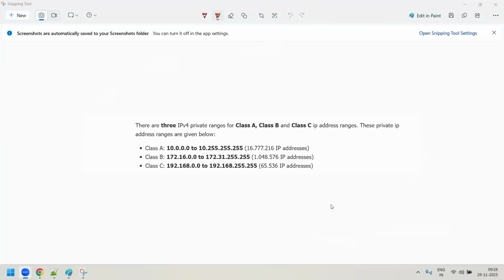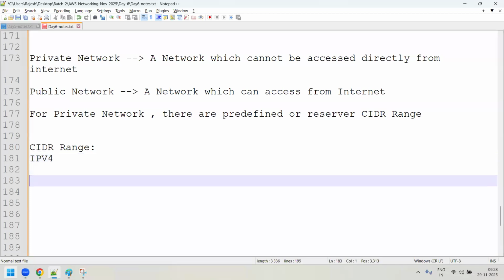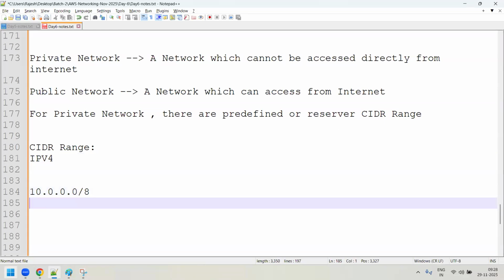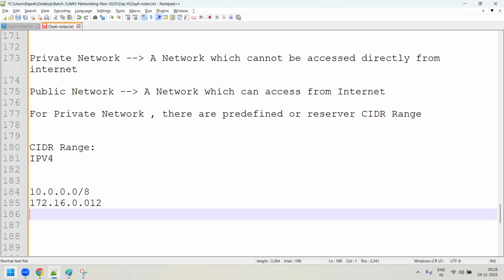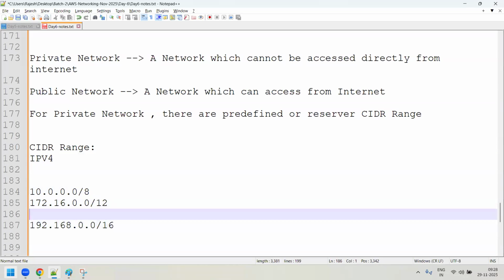Right. So this is what your range is. Now coming back here, I will write what the CIDR range is for IPv4 addresses. For IPv4 addresses, the private CIDR ranges are 10.0.0.0/8, and 172.16.0.0/12, and 192.168.0.0/16. This is what you have as the private CIDR range. Am I clear, sir? This is what we'll be using for the CIDR range.